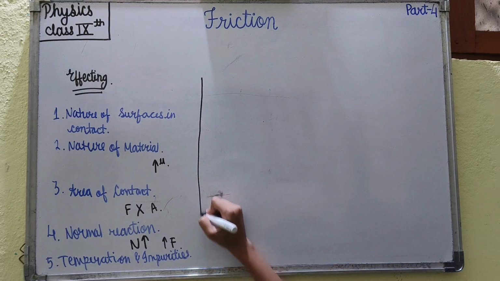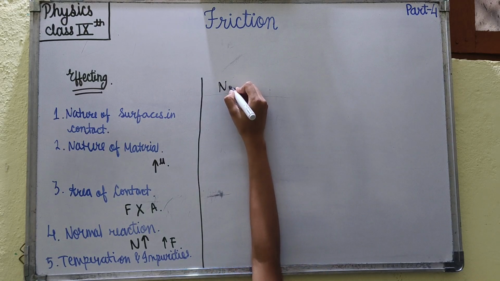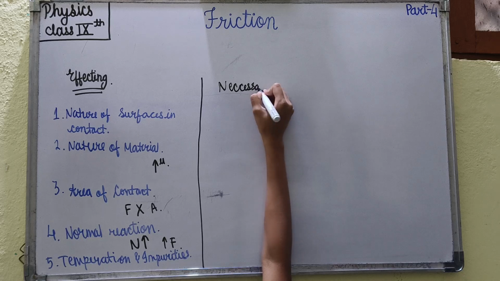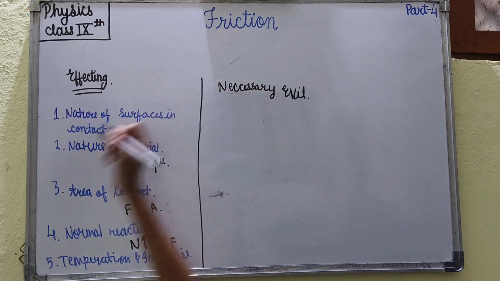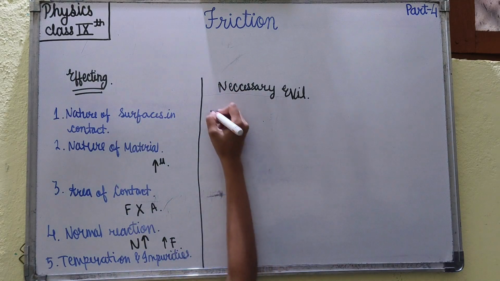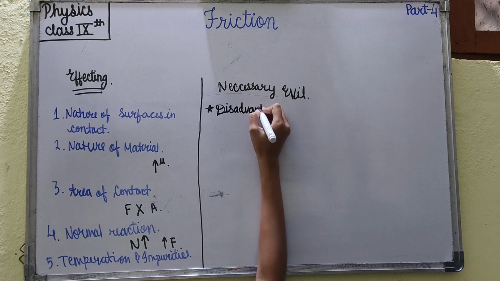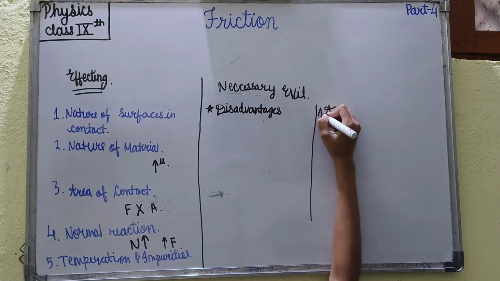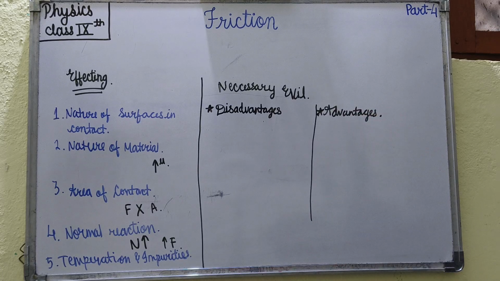Now the next point, that is friction is a necessary evil. So why is friction called a necessary evil? Now first we are going to learn the disadvantages of friction, and then we will learn advantages of friction, and then we will differentiate why it is important.